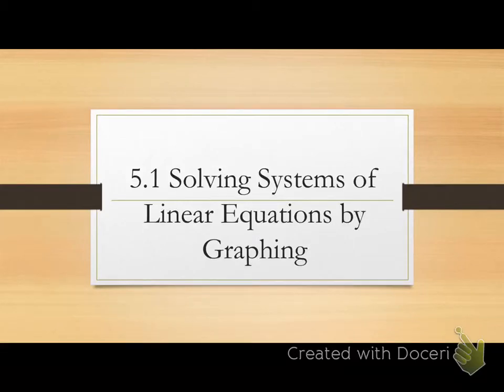All right. We took the Chapter 4 test yesterday, so we're moving on to Chapter 5 today. Put that away for me. Chapter 5, Section 1. Solving systems of linear equations by graphing. We're going to be graphing some today.